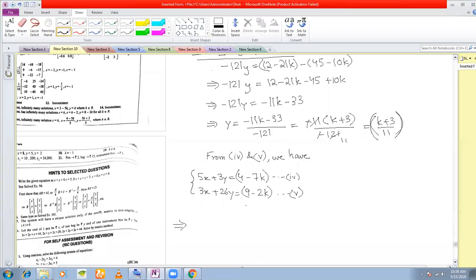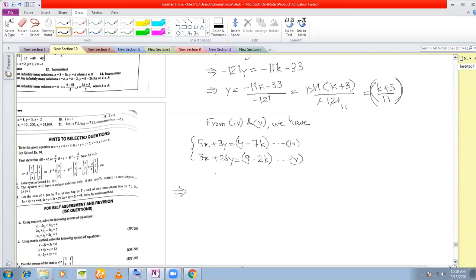What I'll now do here is, once I've solved for y, now I'll solve for x. Okay, and how do you solve for x? By elimination method. Once again, I want to eliminate y, so I multiply this equation by 13 and this equation by 1. So I get 5x plus 26y is equal to 52 minus 91k. Okay, and here I have 3x plus 26y is equal to 9 minus 2k. Now I subtract.